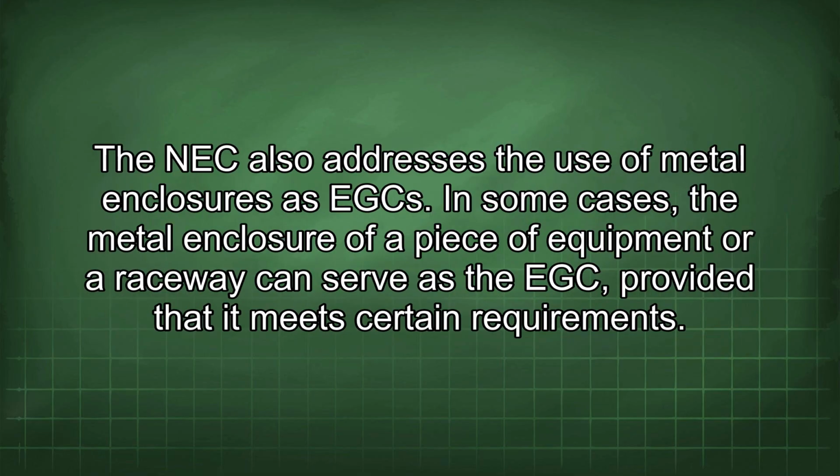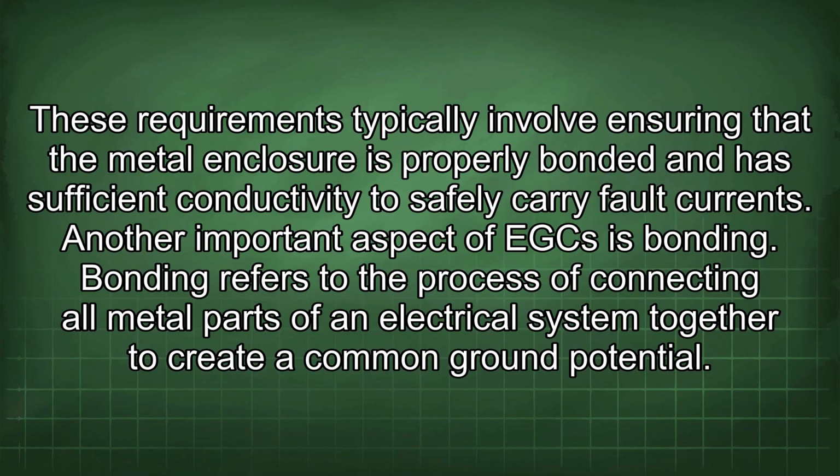The NEC also addresses the use of metal enclosures as EGCs. In some cases, the metal enclosure of a piece of equipment or a raceway can serve as the EGC, provided that it meets certain requirements. These requirements typically involve ensuring that the metal enclosure is properly bonded and has sufficient conductivity to safely carry fault currents. Another important aspect of EGCs is bonding.